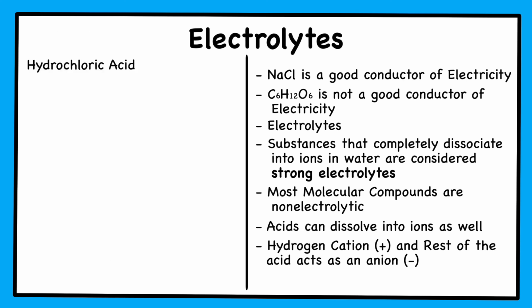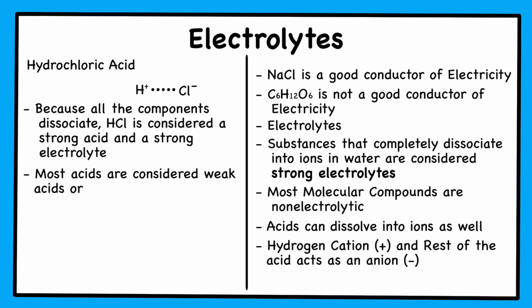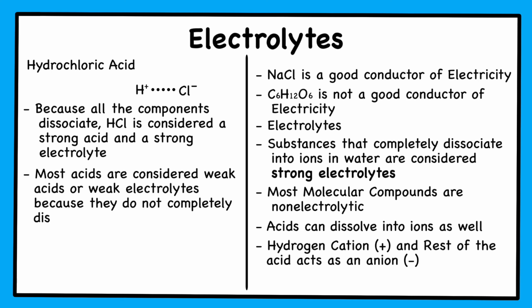So hydrochloric acid is HCl, and yes, it is a molecular compound. But when these atoms break apart from each other, they have oppositely charged oxidation states, making them a cation and an anion. Because all the components of this acid dissociate, this solution is considered a strong acid and a strong electrolyte. Unlike hydrochloric acid, though, most acids are weak acids and weak electrolytes because they do not completely dissociate in water.